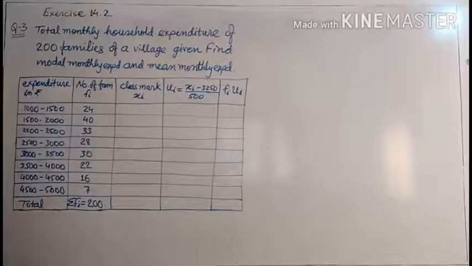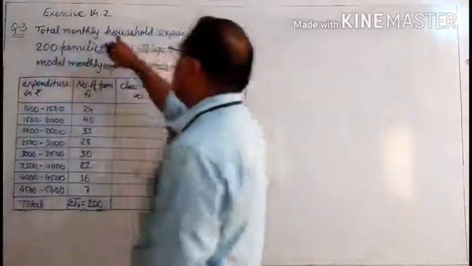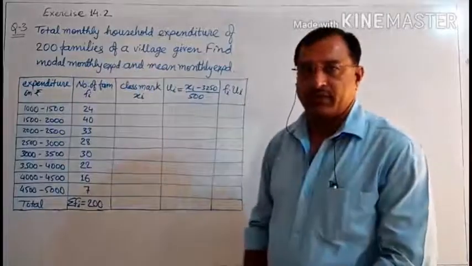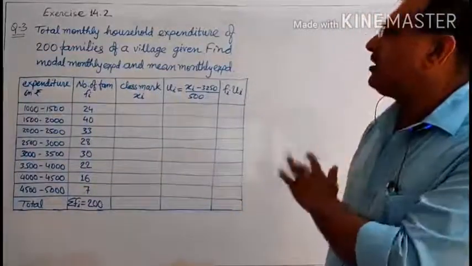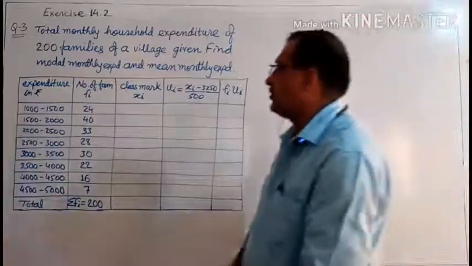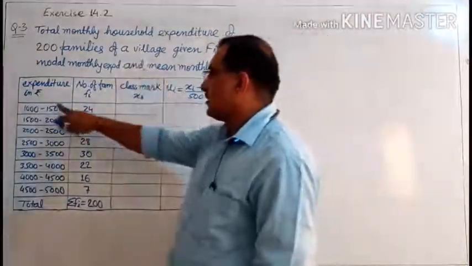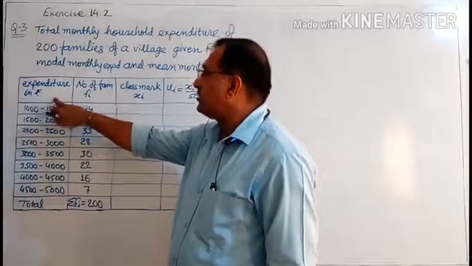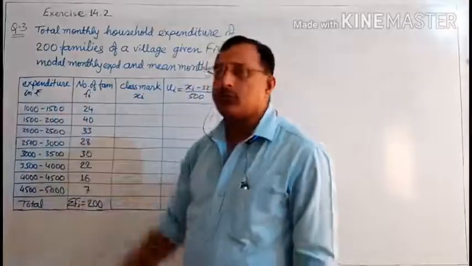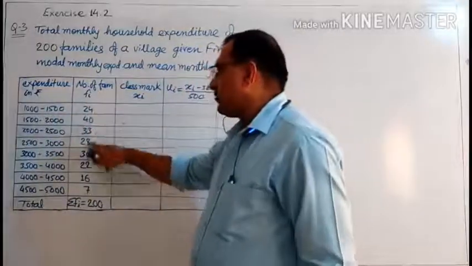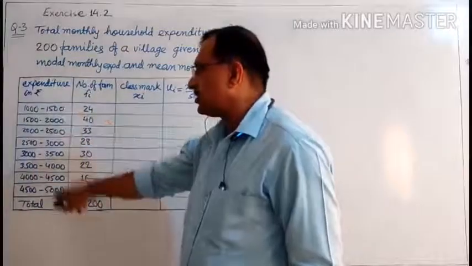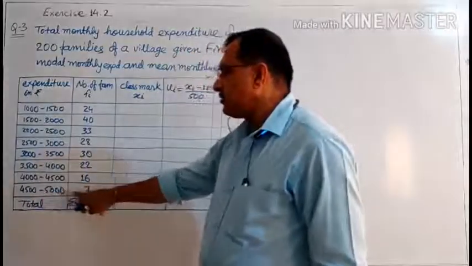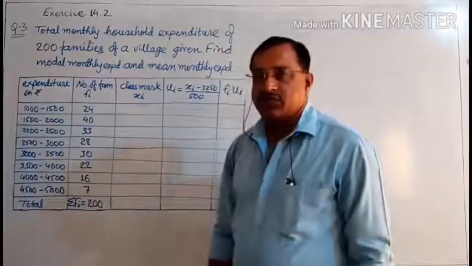Now in exercise 14.2, question number 3. The total monthly household expenditure of 200 families of a village is given here. You can see the monthly expenditure of 24 families is 1000 rupees to 1500 rupees. In the same way, the distribution of monthly expenditure is given for the 200 families. At the maximum, for 4500 to 5000 rupees monthly expenditure, there are 7 families.